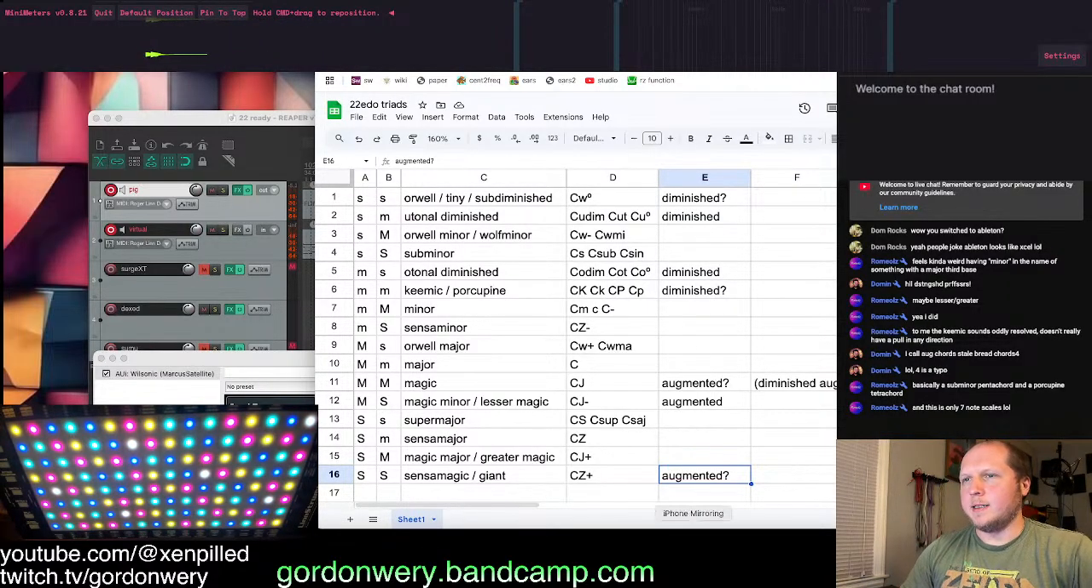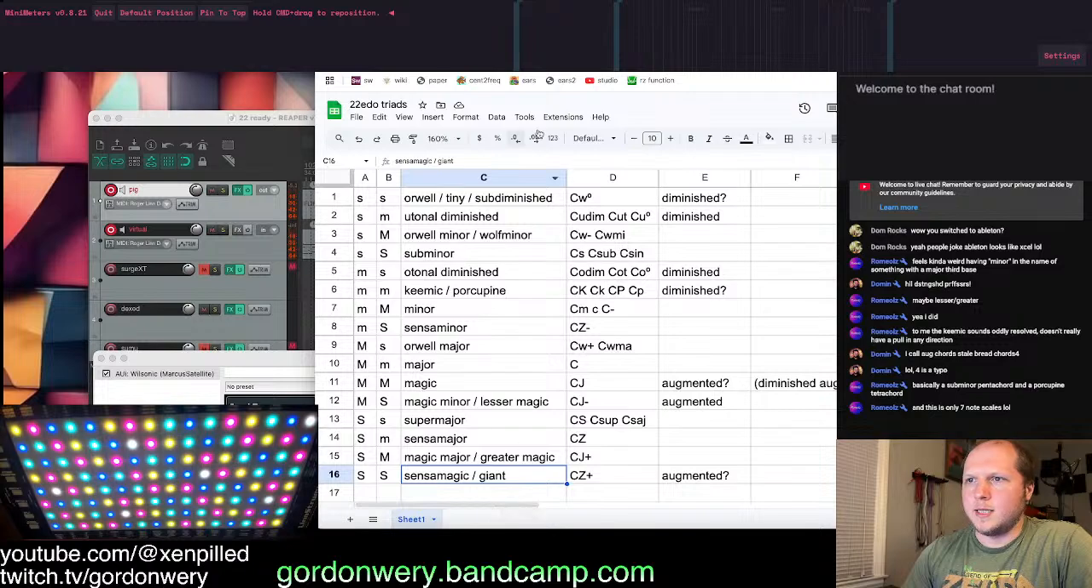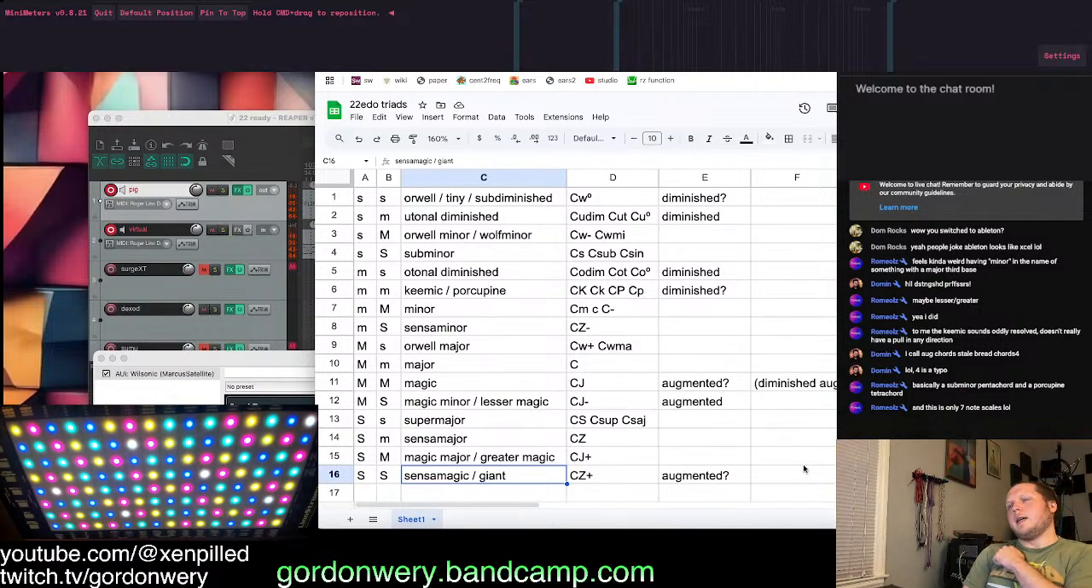Yeah, this is exciting too because I think now that it's all on a sheet of paper, and it's the 16 basic ones, it's really easy to just see, okay, these are the ones I'm familiar with, these are the ones I'm not familiar with. The ones I'm least familiar with are these sensa triads and the magic triads. And all the flavors of diminished.